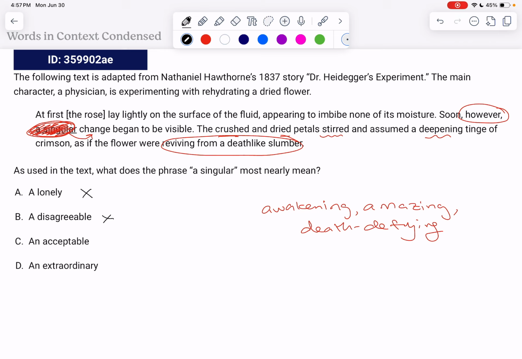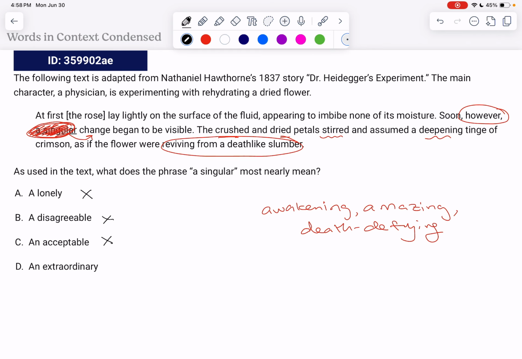An acceptable change, one that we will accept. Now, this could be tempting because at the very least, it's not bad. But acceptable has a pretty neutral or kind of positive tone. It's not this whole death-defying awakening thing that we're looking for. So we're going to give that one an X. And then for the last one, we have extraordinary, more than ordinary, unusual. And that is what we're looking for, awakening from the dead, something that appeared to be one way and then became a different way, death-defying. That matches our anticipation the best. So we're going to give that one a check and pick D.